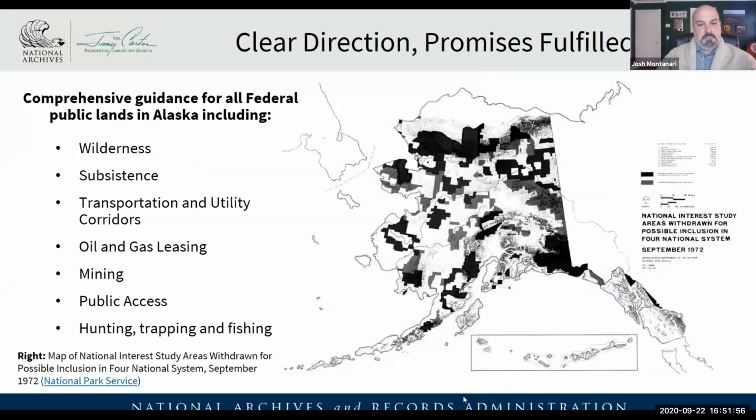Just to give you a better idea of what that law entails, it's guidance on all federal public lands, wilderness, subsistence, particularly dealing with Alaska Native tribes. They had been waiting to know what lands were designated for them to continue their culture and to subsist on. Transportation, utility corridors, oil and gas leasing, mining, public access, hunting and trapping, all of that is settled. And the state of Alaska gets their 104 million acres of land that now converts from federal to state. But this, again, like many accomplishments of presidents, had been building over the last six administrations. So we see it coming to fruition with Carter right at the deadline.